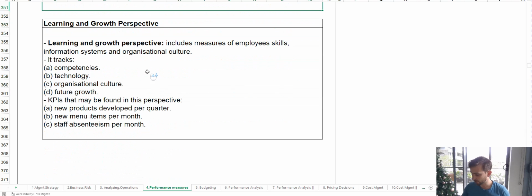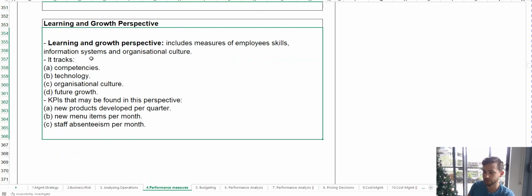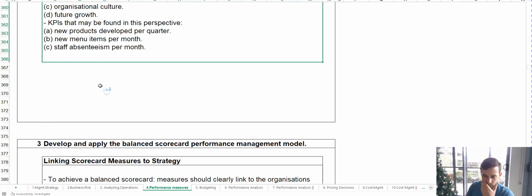And then the final bucket is the learning and growth perspective. This includes measures of employee skills, information systems, and organizational culture. So it tracks competencies, technology, organizational culture, future growth. Some examples of KPIs that may be found in this perspective are new products developed per quarter, because that's reflective of your R&D, new menu items per month, and staff absenteeism per month, because that's a reflection of organizational culture.